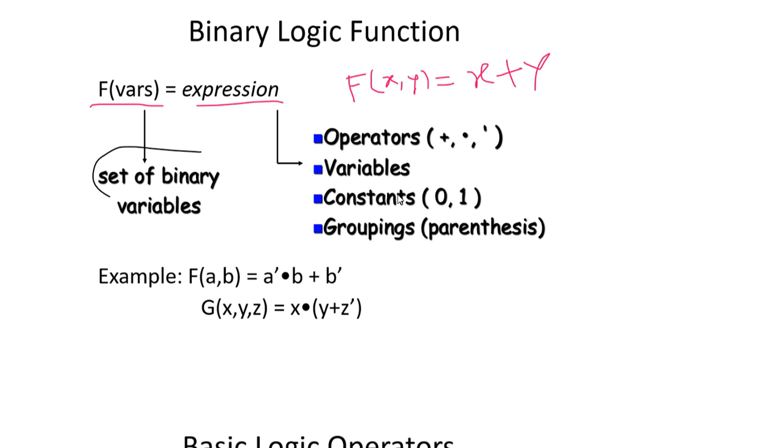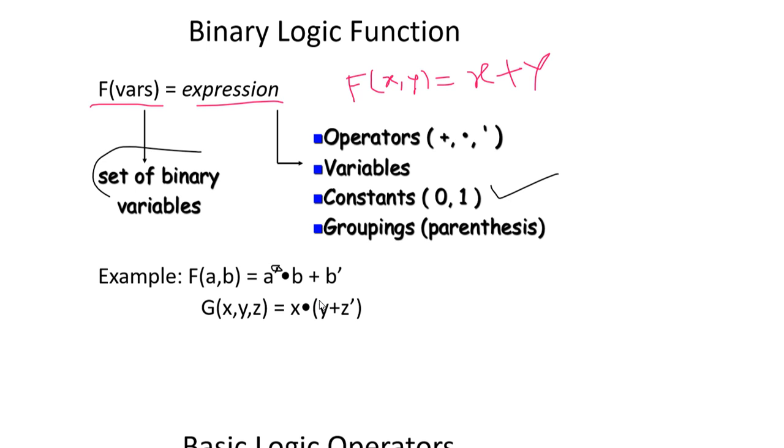And here constants are zeros and ones. Why are these the constants? Because whatever result you obtain is only in the form of 0 or 1. See one example mentioned here: a function f of a comma b is equal to a prime, which is called prime, or you can also call it bar, a bar dot b plus b bar. This is the example which we are given.